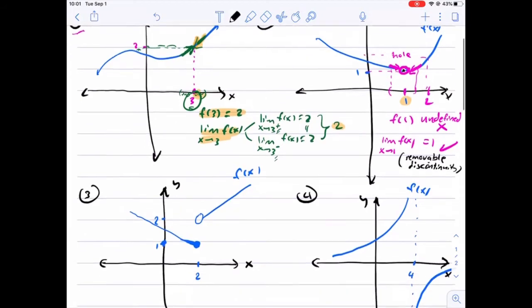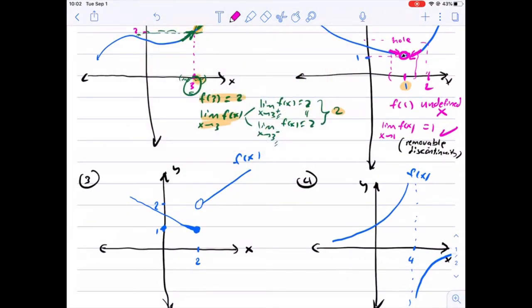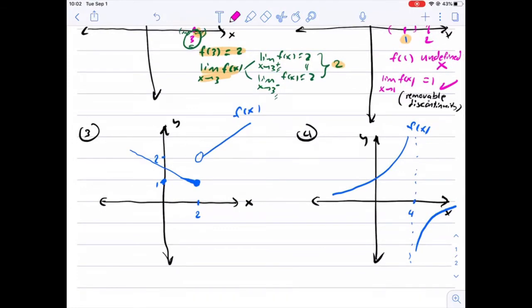Okay, now what about number 3? As you can see, it's discontinuous because just look at the graph. It consists of 2 separate, disconnected parts, so it's not continuous. Mathematically, what is the value of the function f of 2? f of 2 is 1. So it's defined. We don't have any problem here with the value of the function.